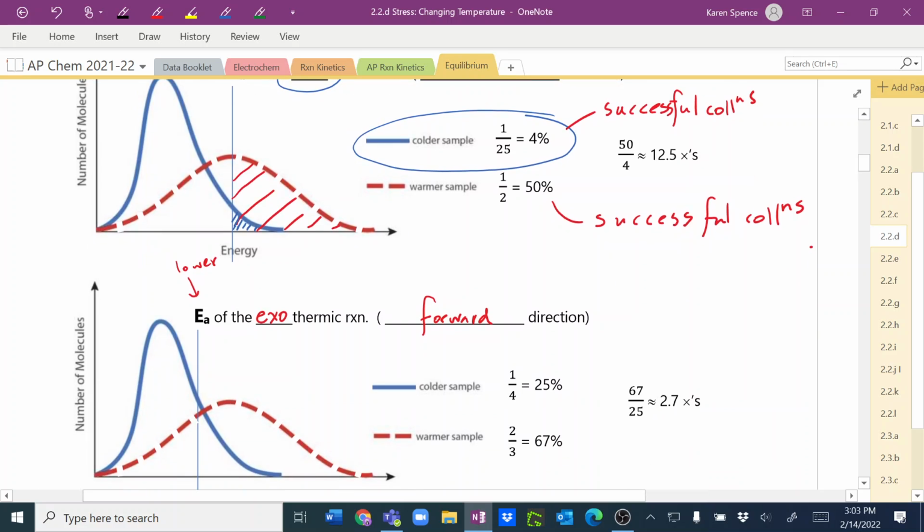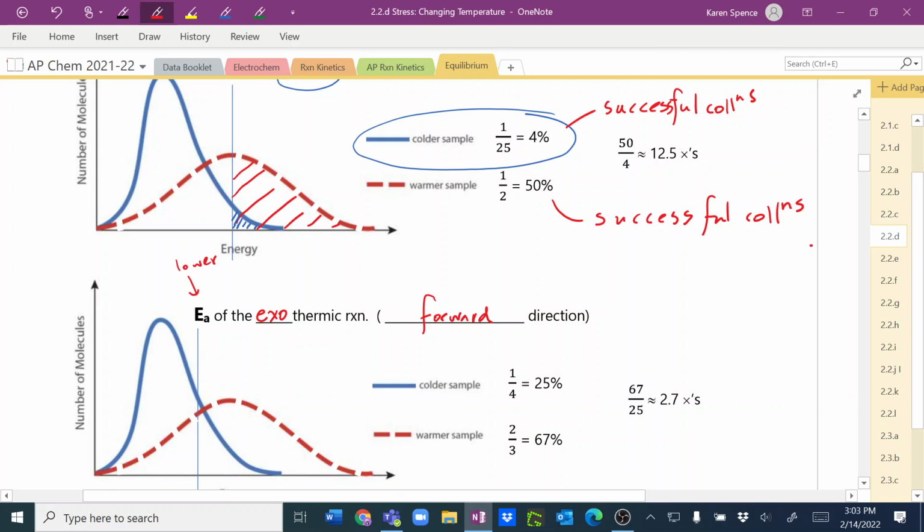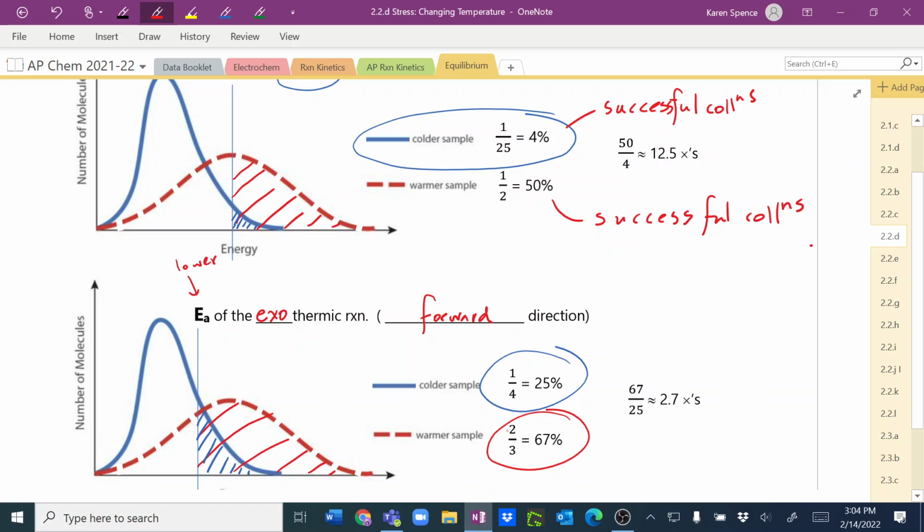Okay? Now, if we look at our exothermic reaction, we go from having the blue area, which is perhaps a quarter. Yes? Okay, so that's 25%. To the warmer sample, and I'm guessing that that one's about 2/3 of the area, which is about 67%. So we have had an increase in successful collisions of only 2.7 times. Yes? So which rate is affected more by a change in temperature? Endo or exo? Endo.